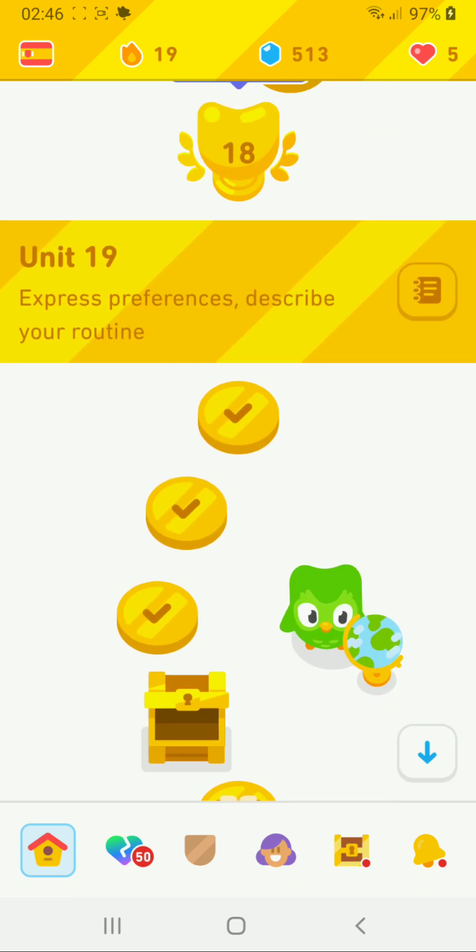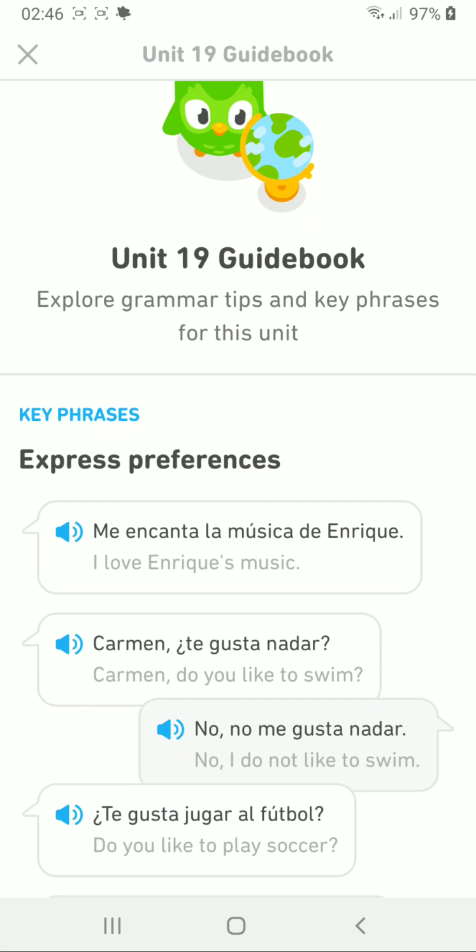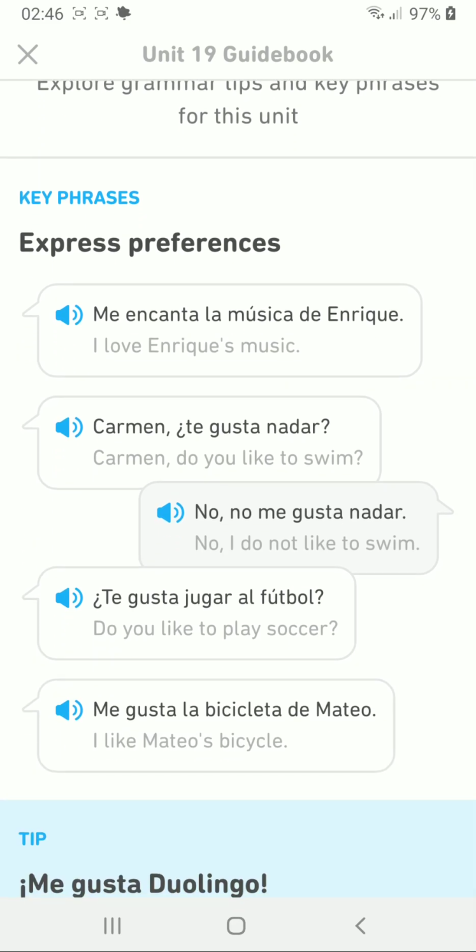We are going to do the next one, and here we are talking about expressing preferences. So me encanta, this is very important. Me encanta is like I love. Me encanta la música de Enrique Iglesias. This is a famous Spanish singer, so very famous. I think you say famoso, something like that.